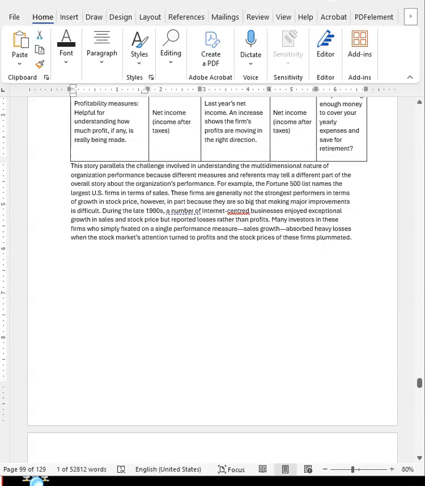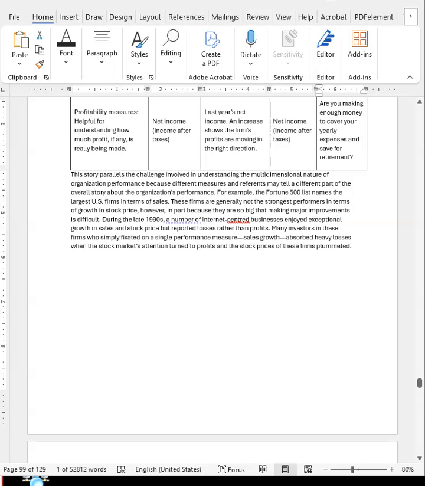Profitability measures, helpful for understanding how much profit, if any, is really being made. Net income, income after taxes. Last year's net income. An increase shows the firm's profits are moving in the right direction. Are you making enough money to cover your yearly expenses and save for retirement?